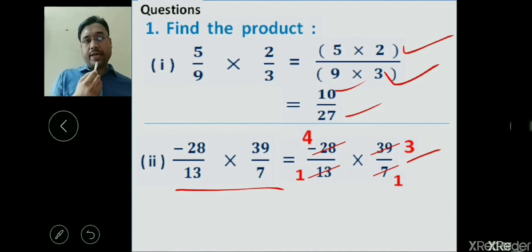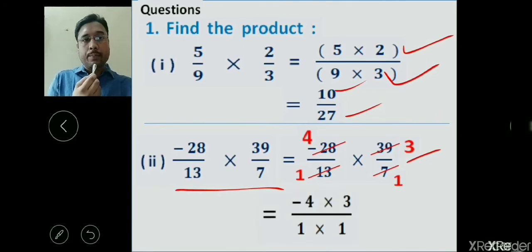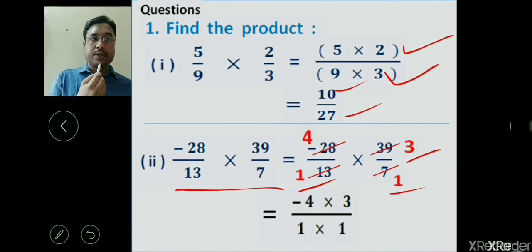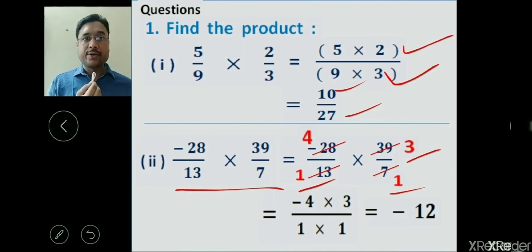Now you will multiply the remaining parts, that means the remaining numerators 4 and 3. It is minus 4 because minus is remaining here with 28. And then minus 4 into 3, you will do at the place of the numerator, and downside it is 1 into 1. Downside it is 1 into 1 only, so we will write that 1 into 1. So the result is minus 4 into 3 is minus 12. Minus 12 by 1 means minus 12 only. It is minus 12 by 1.